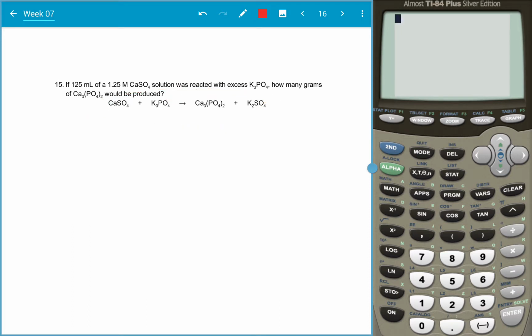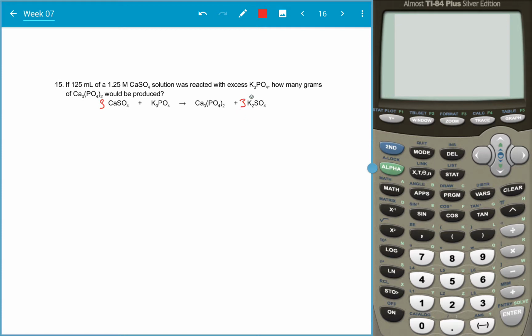So I start with the calciums, and I notice that I have 1 calcium on the reactant side, but 3 on the product side. So I need to put a coefficient of 3 in front of the reactant calcium sulfate. That also means that I now have 3 sulfurs, and I need a coefficient of 3 in front of the potassium sulfate in order to balance the sulfurs as well.